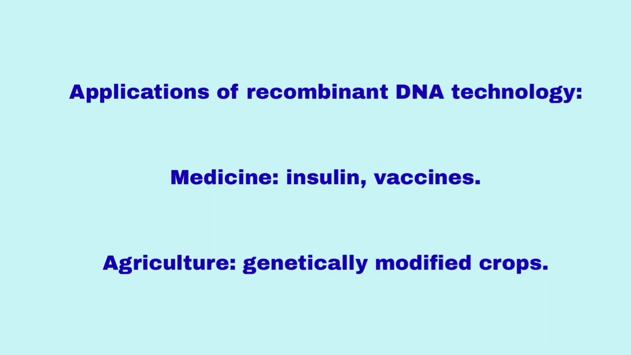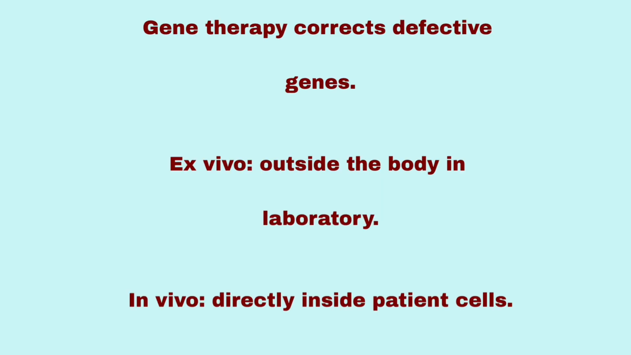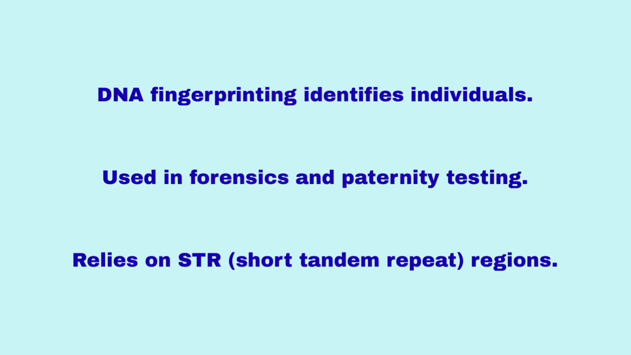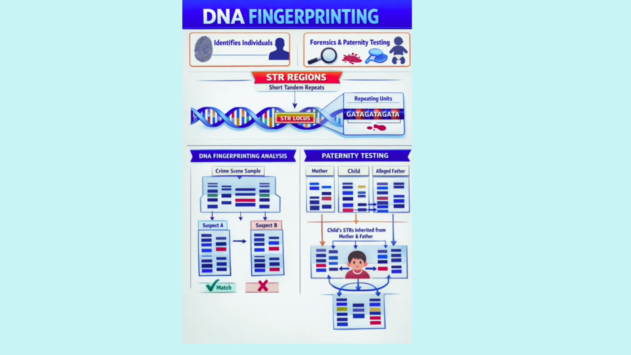Gene therapy corrects defective genes, ex vivo, outside the body in the laboratory, or in vivo, directly inside the cells. Here is DNA fingerprinting. DNA fingerprinting identifies individuals and is used in forensics and paternity testing. It relies on short tandem repeat regions, STR.